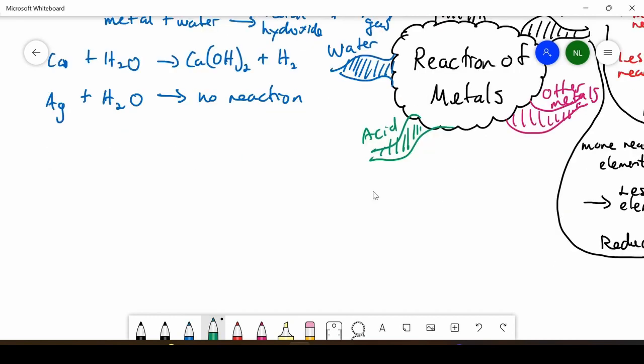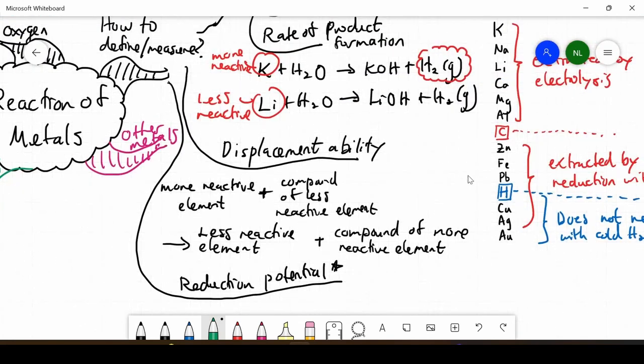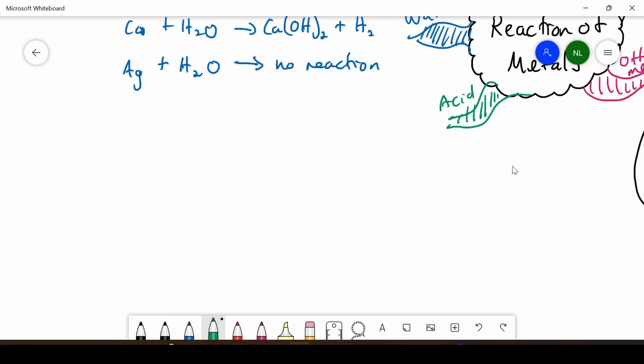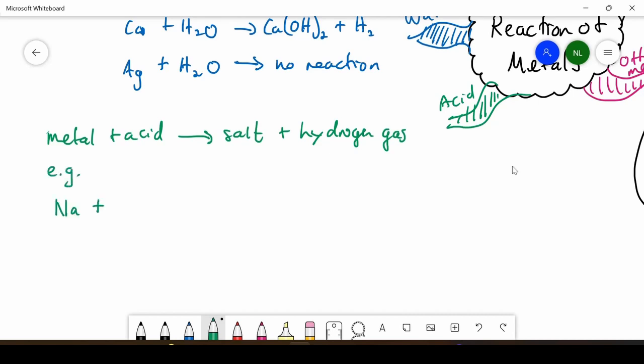The reaction of metals with acid is similar to reactions with water in that they can only occur if the metal is more reactive than hydrogen. Metals react with acid to form salt and hydrogen gas. For example, sodium metal, which is more reactive than hydrogen, can react with dilute hydrochloric acid to form sodium chloride, commonly known as table salt, and releases hydrogen gas.